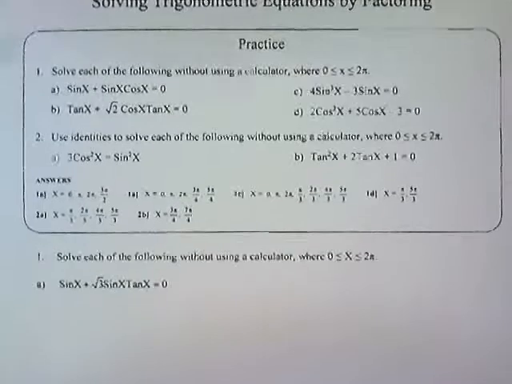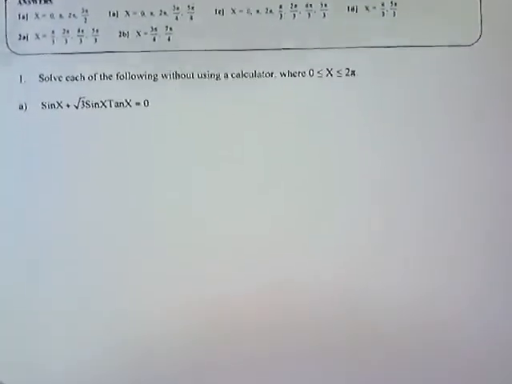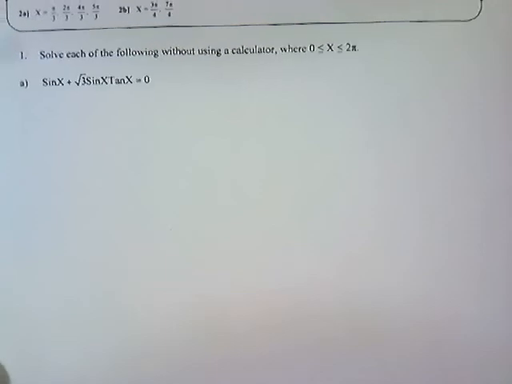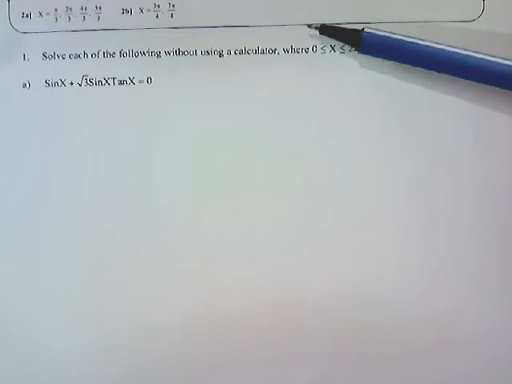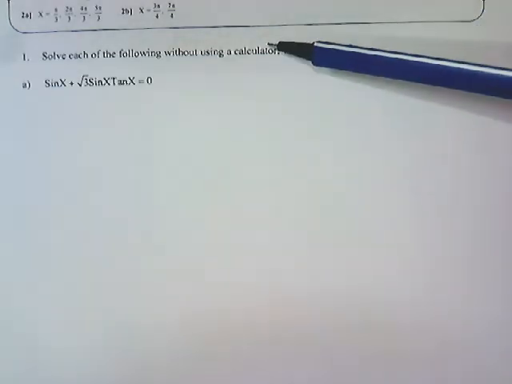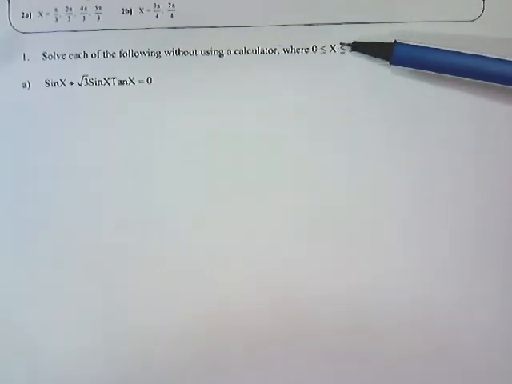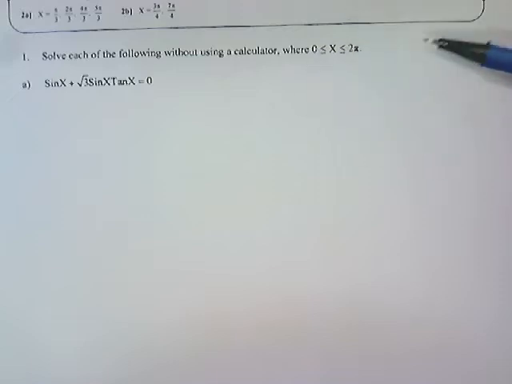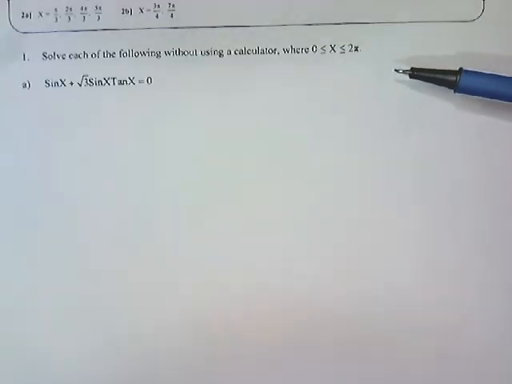So the first question that we are going to do says solve each of the following without using a calculator where 0 is less than or equal to x is less than or equal to 2 pi. So it is asking us to solve. So we want to find the value of x. We are not using a calculator, so we will be using our yellow sheet. And the values of x should be somewhere between 0 and 2 pi, and that just means one full cycle of the graph, or the 4 quadrants if we do the xy axis.